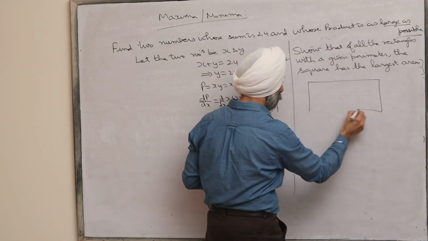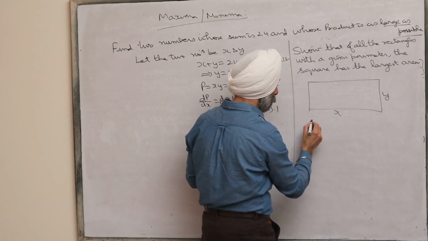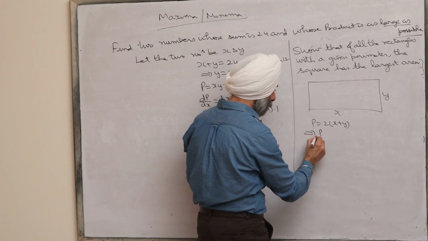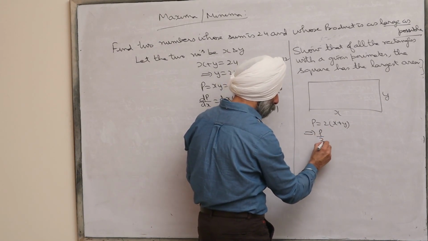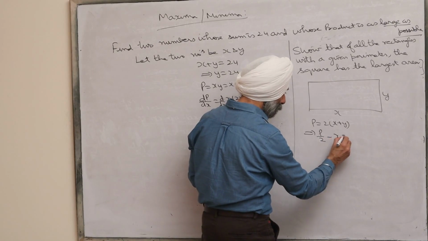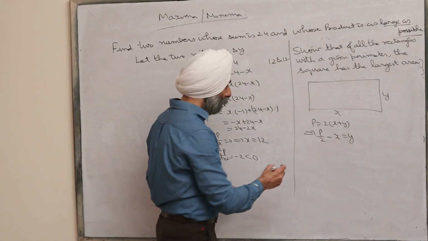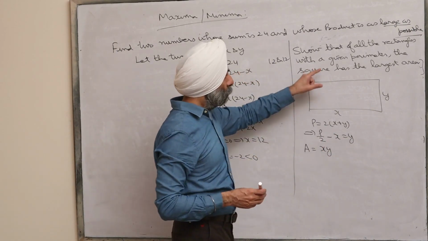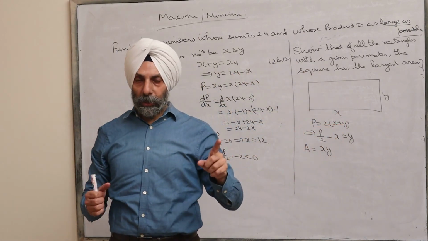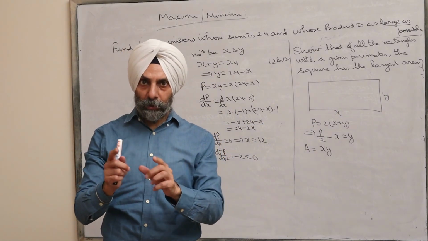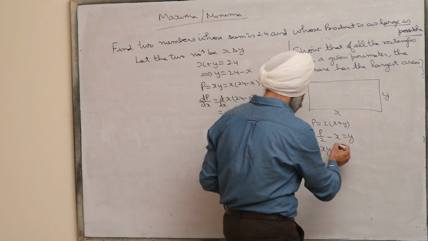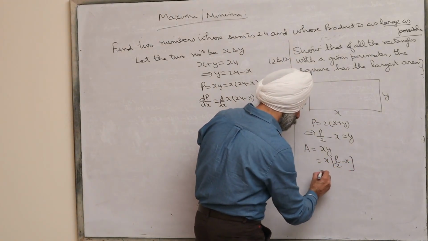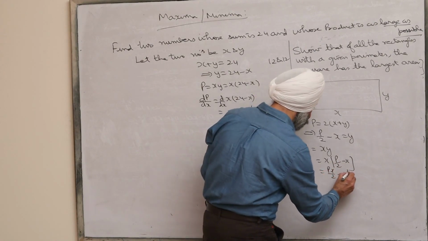Let's say this is your rectangle with sides x and y. The perimeter, which is 2 times (x plus y), is given. So this implies y is equal to P by 2 minus x. What is the area of the rectangle? It is x into y. We have to show that the square has the largest area. That means the area of this rectangle is maximum when it is a square. Let's see how we can prove this. So this is x into y, which is x into (P by 2 minus x). It is Px by 2 minus x square.